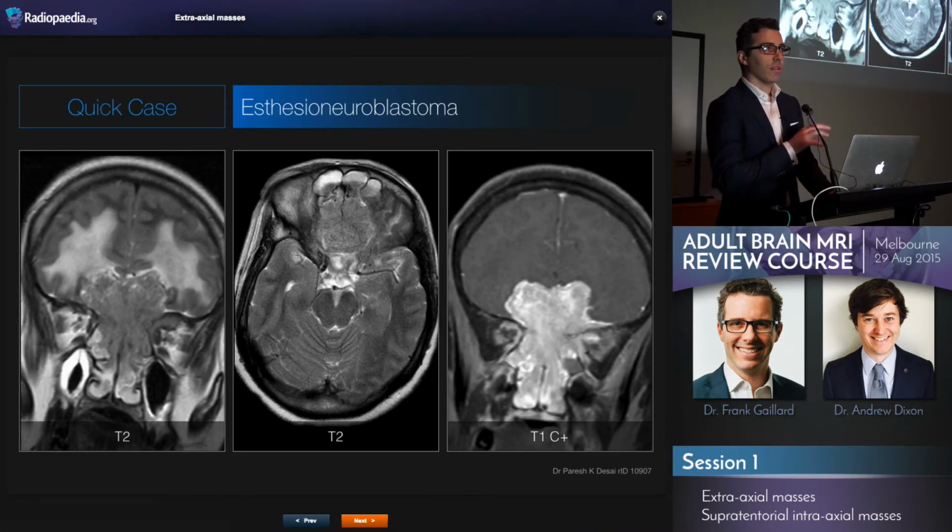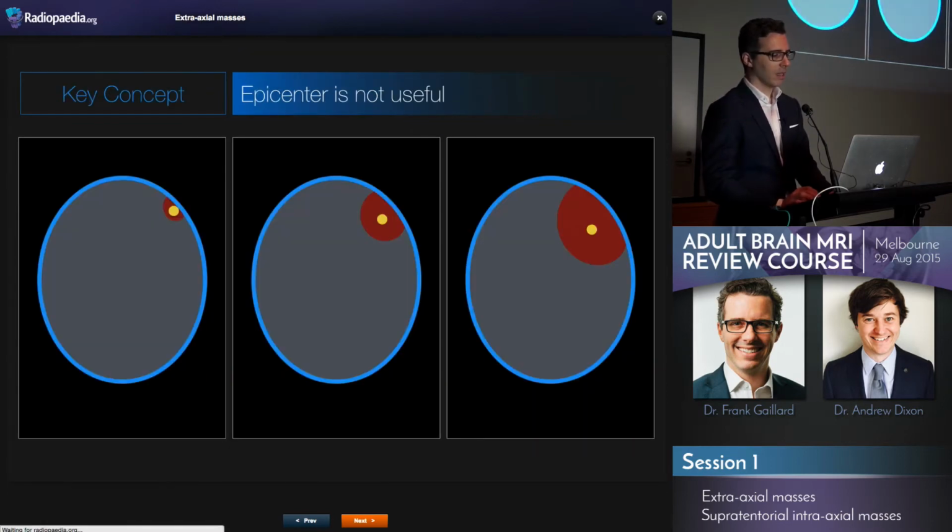Now, a differential for this anterior cranial fossa meningioma would be an esthesioneuroblastoma, which is a tumour of the olfactory epithelium. Note how in this case it's gone through bone and destroyed the bone, and almost invariably esthesioneuroblastomas have a significant nasal component. So that's something that's helpful. And here you'd be tempted to say, well, the epicentre of this mass is on the cribriform plate, which is true, but the epicentre is a terrible marker of whether a mass has arisen from a particular structure in the brain if it doesn't destroy bone.